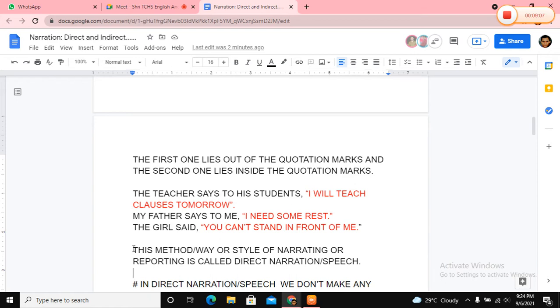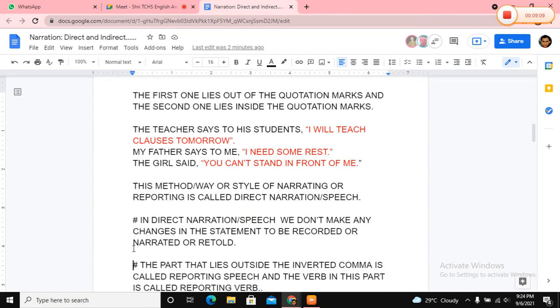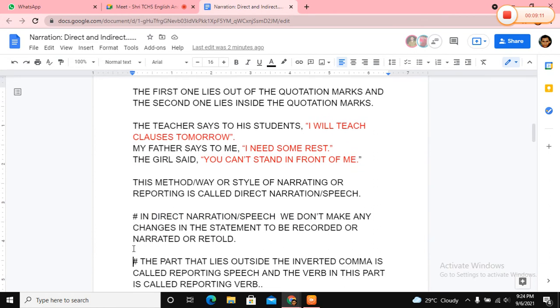So you have three examples. Look at these examples very carefully, and tell me which is which part. I mean, what is reporting speech and what is reported speech in these three sentences? My father says to me, what is it? What is my father says to me? Reporting or reported? Sir, it's reporting.